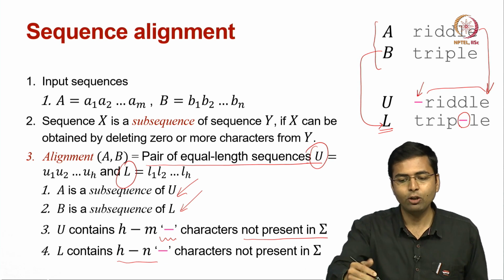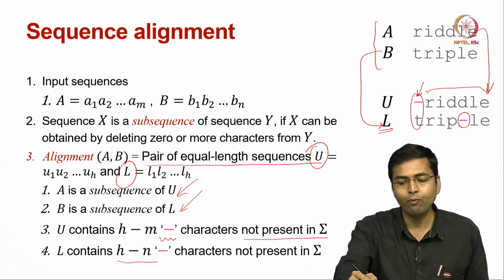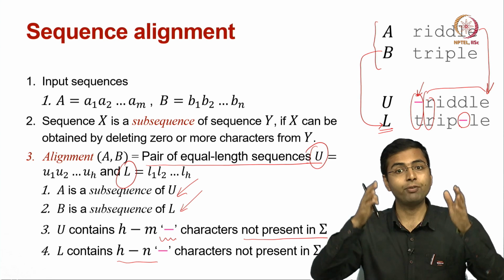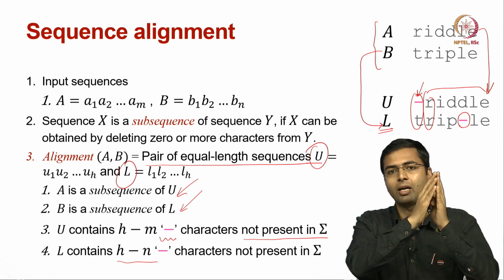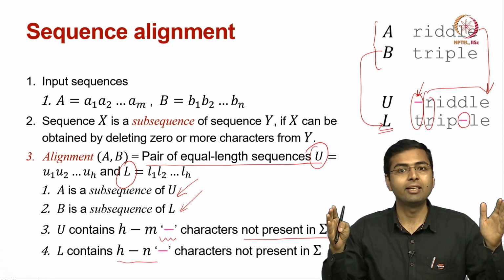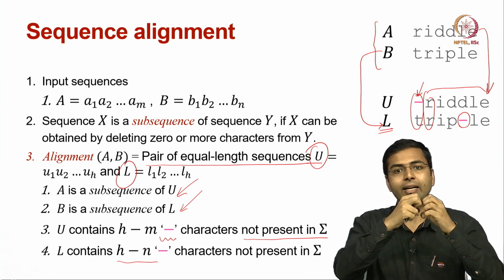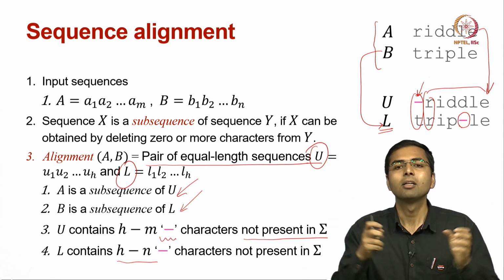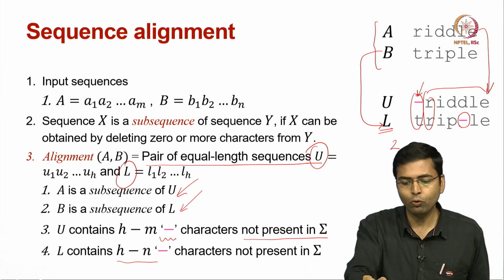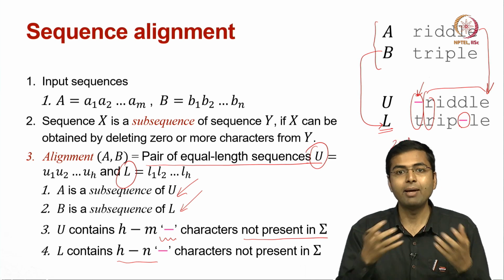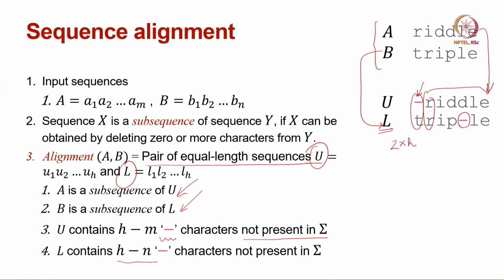We will also consider their column wise alignment. Because they are of equal length, we can also construct them in a 2 cross H table, because there are two sequences and there are H symbols in both of them. So, I can think of it as a 2 cross H table as well.